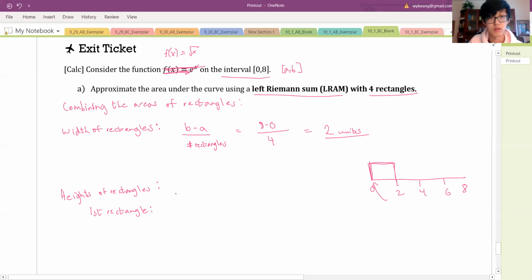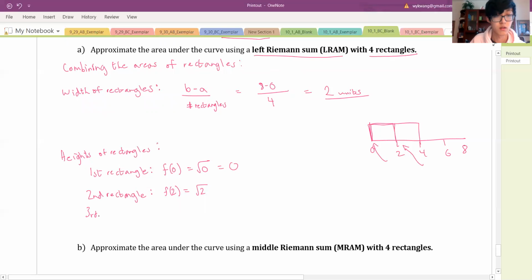So we're going to plug 0 into f of x. f of 0 is equal to square root of 0, which is 0. So our first rectangle has a height of 0. Basically, we don't have a first rectangle. Our second rectangle is going to go from 2 to 4. I don't know what the height of the rectangle is yet, but I'm putting in 2, so f of 2 is equal to square root of 2.